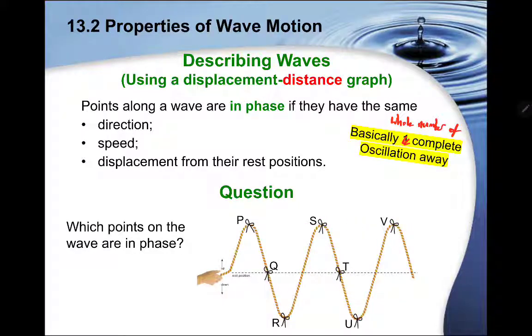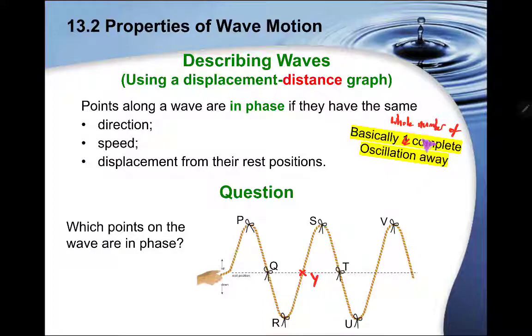Alright, so with this understanding, let me ask you a question. If I have a point here, let's call this, I don't know, X, alright, Y. Is Q in phase with Y? Is Q in phase with Y? Using this idea, there has to be a whole number of complete oscillations away. You know that this is only half an oscillation away, so they're probably not in phase.